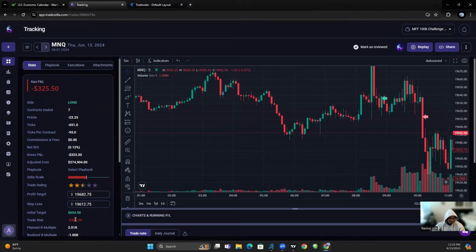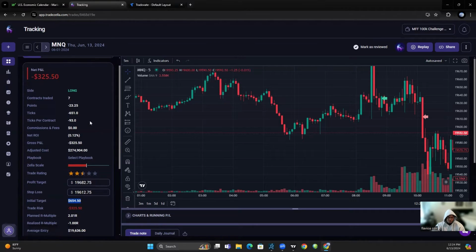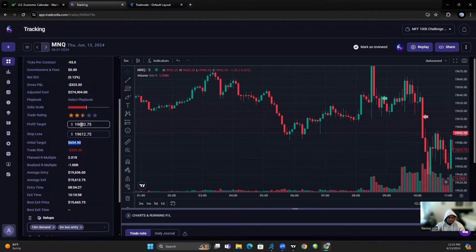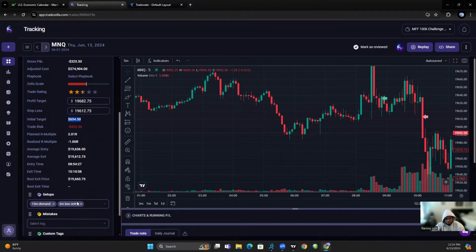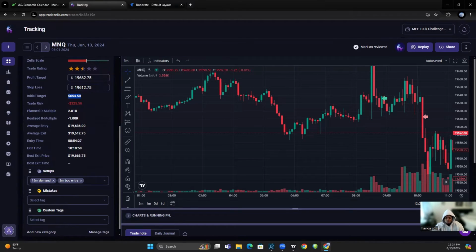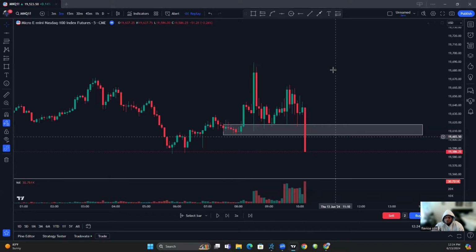You can see my risk was 325.50. Potential target profit was 654. I was targeting 19,682.75. Stop loss was 19,612.75. This was a 15-minute demand zone and a 3-minute breaker candle. And I'm gonna go into the charts and show you guys what I was looking at.